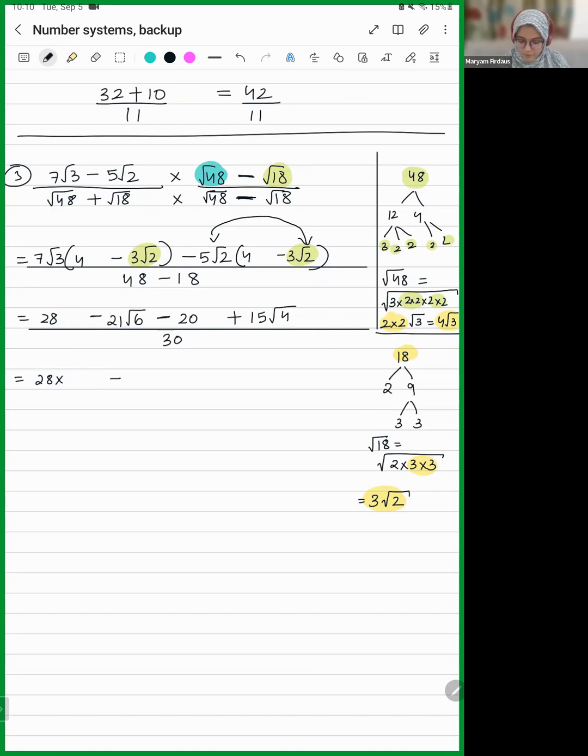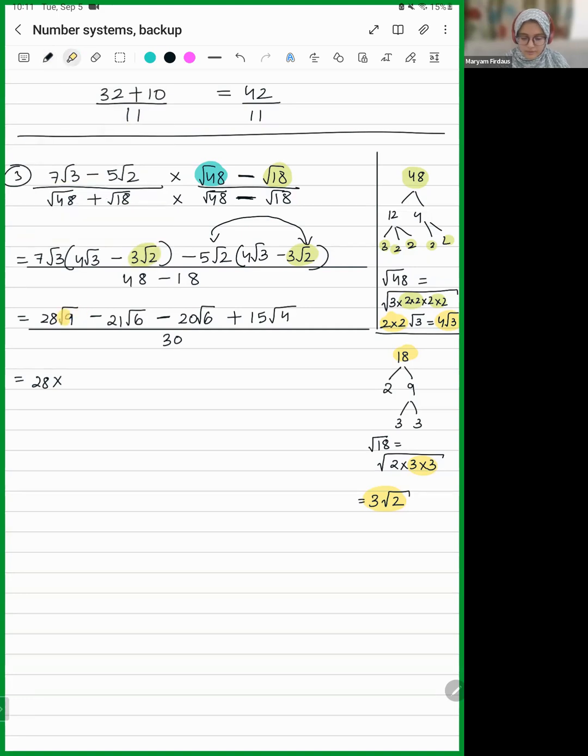So 4 root 3. So 3 into 3 is root 9. Now here 4 root 3. 2 into 3 is root 6. And okay, that's all the changes that we have to make. Okay. Now 28 into root 9 is how much?